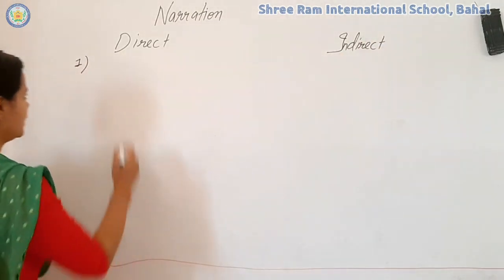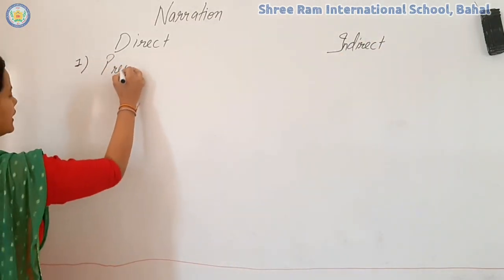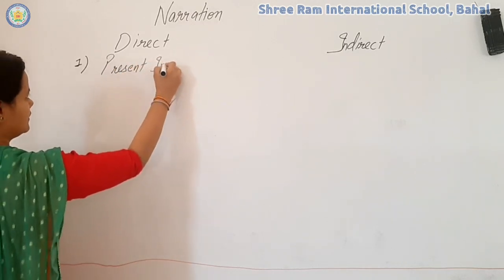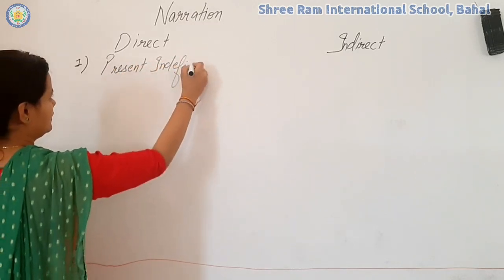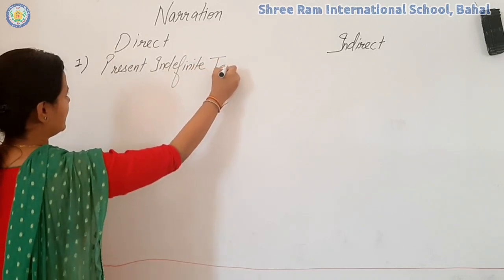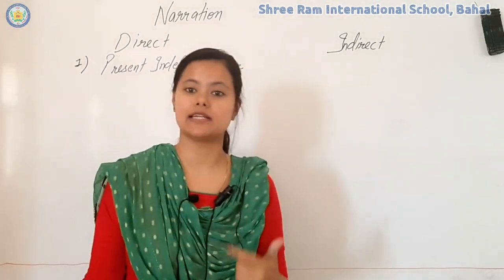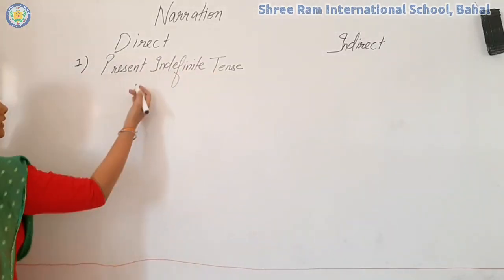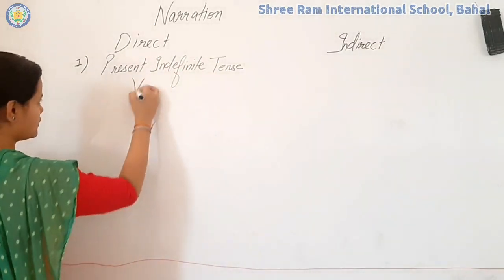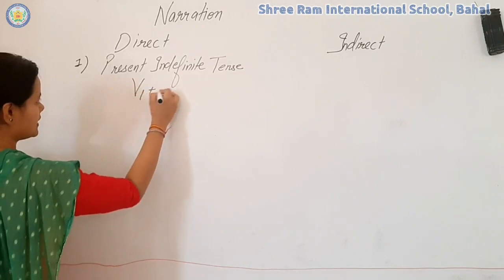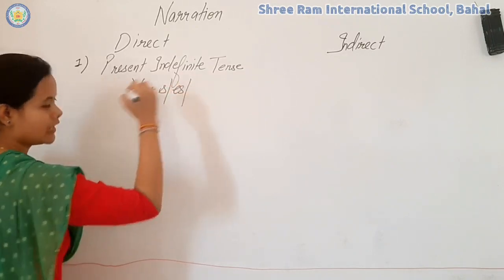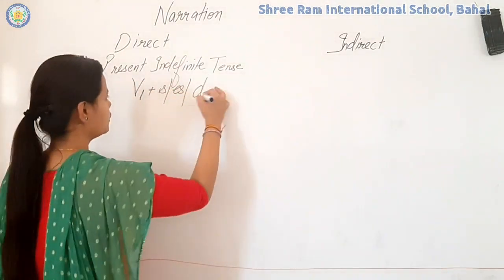What you have to do, if there is present indefinite tense. The another name of present indefinite tense is simple present tense. What is the helping verb of this tense? Sometimes you will find V1 plus S or ES, or in negative or interrogative you will find here do and does.